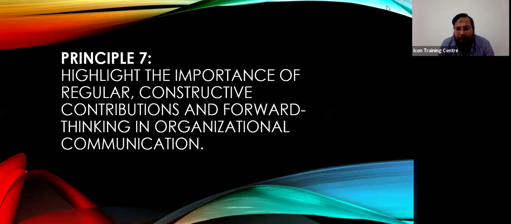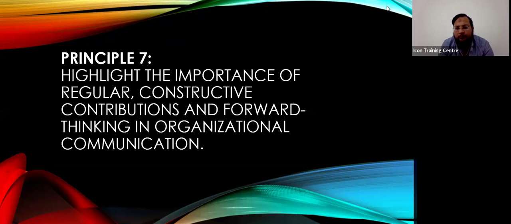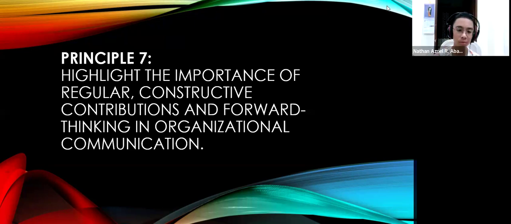Then highlight the importance of regular constructive contributions and forward thinking in organizational communication. So, highlighting the importance of regular constructive contributions means you're shining the spotlight on it. What is the purpose of forward thinking, or looking forward, in organizational communication? What is the meaning of the importance of regular and forward thinking communication? Regular and forward thinking communication means that there's a point for something, and at least you're recognizing what's ahead in organizational communication. Okay.